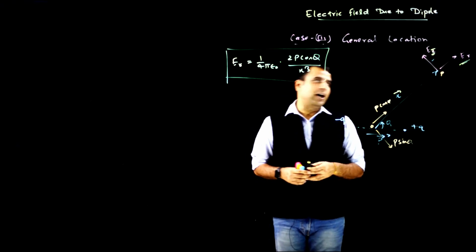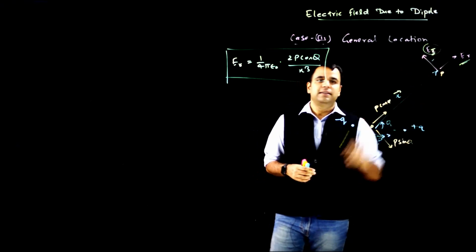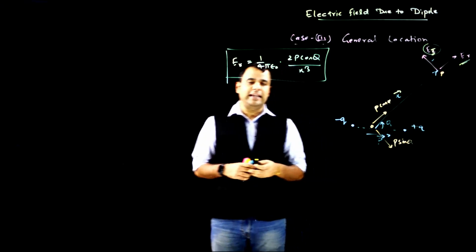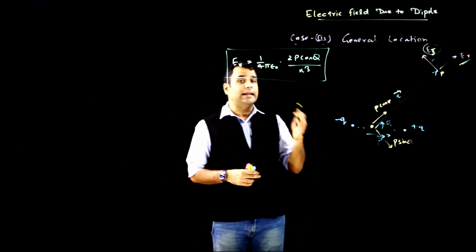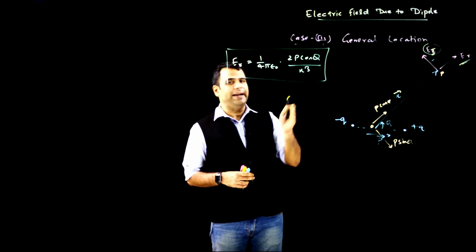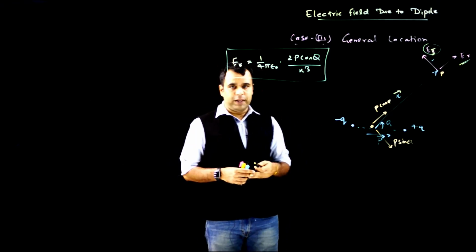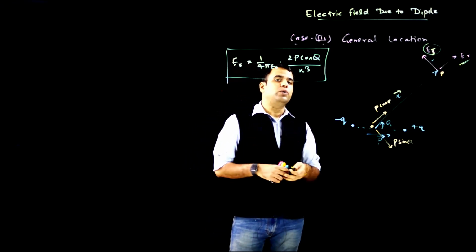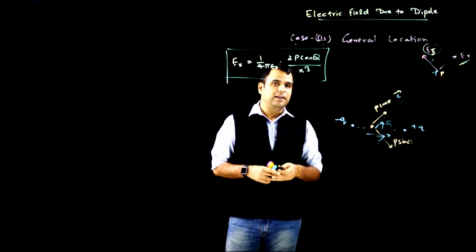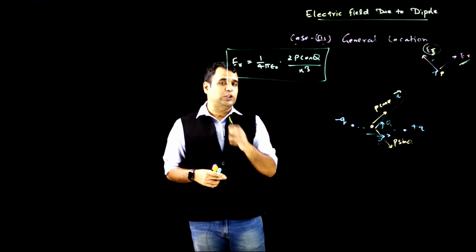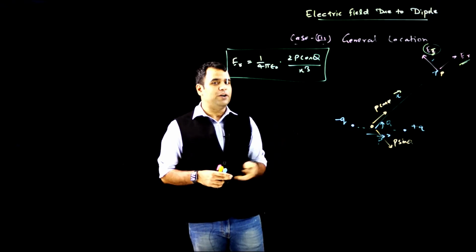Okay, now let's talk about ET. ET is perpendicular to the axis. So case 2, when we were calculating the electric field along the perpendicular bisector, the electric field was perpendicular to the position vector. So the electric field which was perpendicular to this position vector, we had the formula for that also. So that formula was 1 upon 4 pi epsilon naught, p upon x cube.